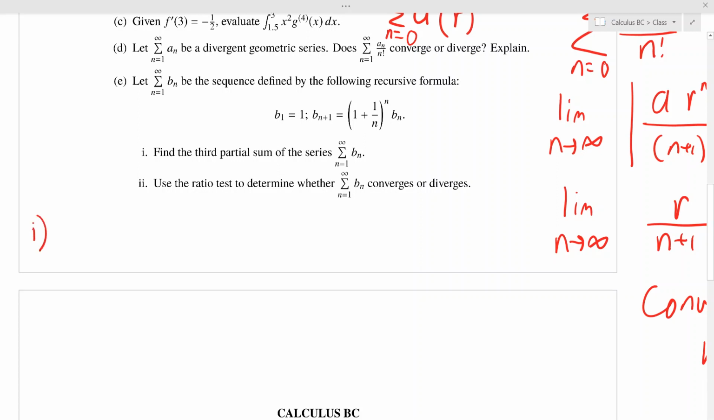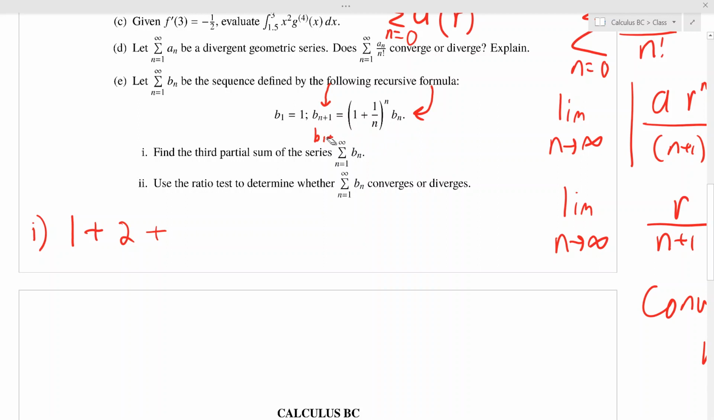The third partial sum is the first term, which is 1, right? So 1 plus the second term, which we get by plugging into here. Now, if I want the second term, pay attention to n here. If I want b sub 2, that's really b of 1 plus 1. So n is 1 in this case. So that turns this into 1 plus 1 to the first times b sub 1. Well, that's just a 2 times 1, so it's 2 plus.